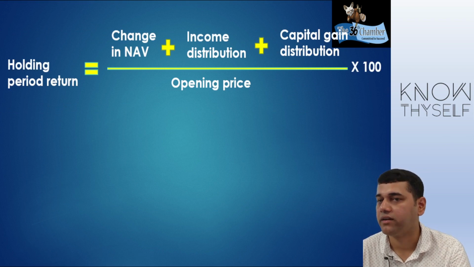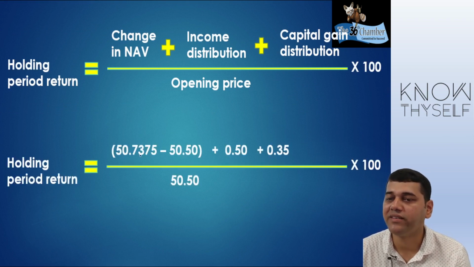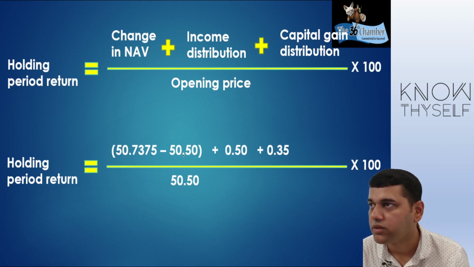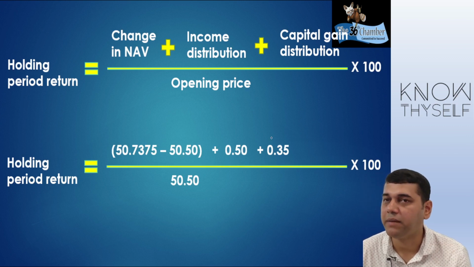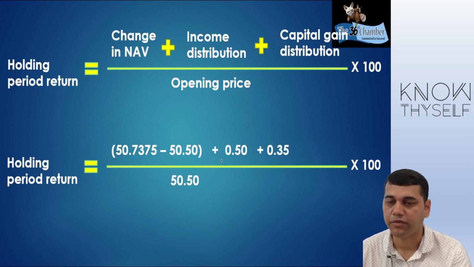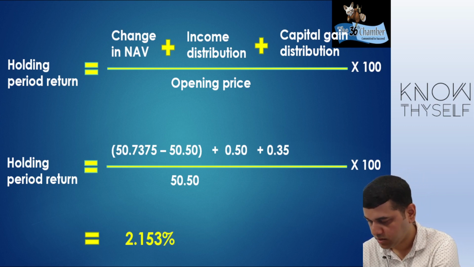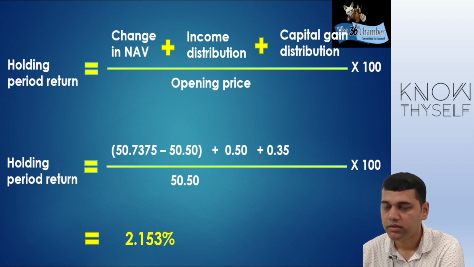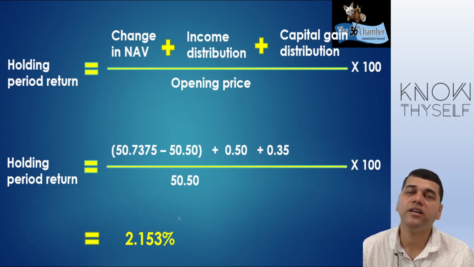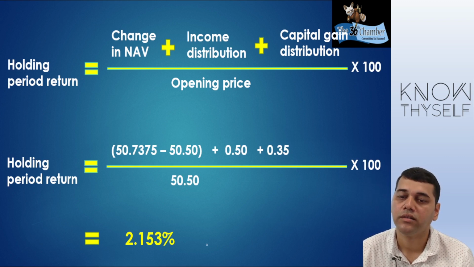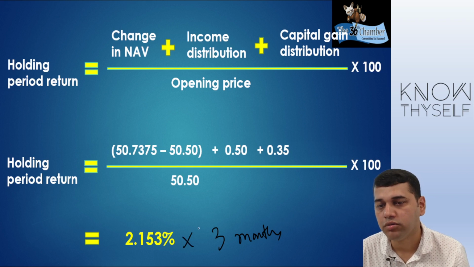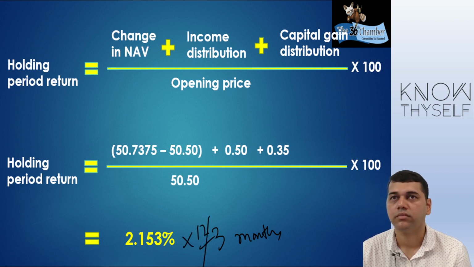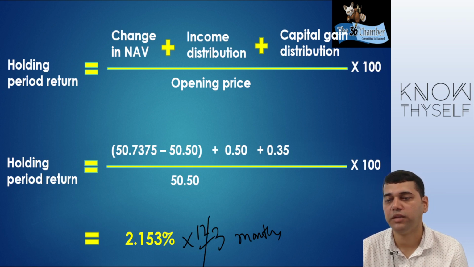So what is your HPR? HPR is nothing but the 50.7375 closing NAV minus 50.5 opening NAV, plus what you received in dividend 0.5, plus capital gain distribution 0.35, divided by 50.5. You get 21.153%. What is your holding period here? 3 months, April to June. So what is your per annum, into 12 by 3? This is for 3 months.